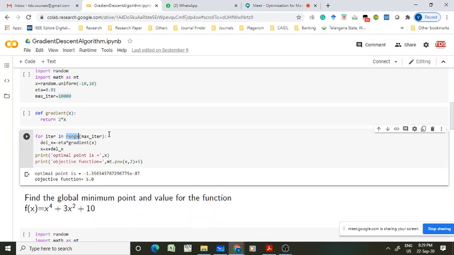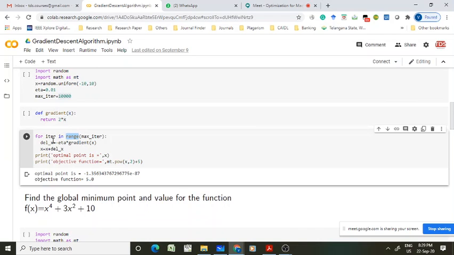So what it will give is, if you write range of 2, then it will give 0, 1. If you write range of 3, then it will give 0, 1, 2. If you write range of 4, then it will give 0, 1, 2, 3. So if you are writing range of max iter, meaning 10,000, then it will give 0, 1, 2, 3, 4, 5 up to 9999. Then what will it take?